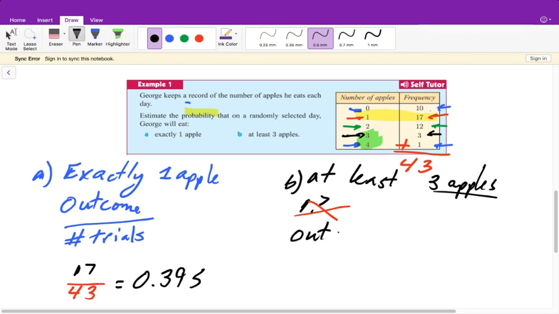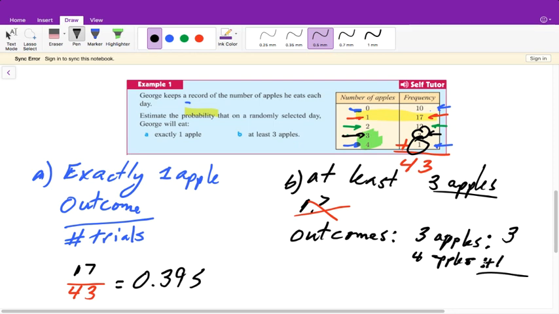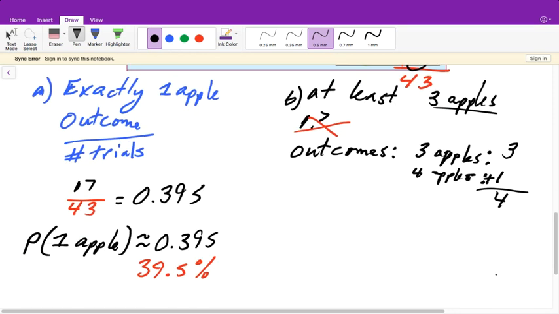So if we look at the outcomes that we have, we're looking at 2 cases, when he ate 3 apples and when he ate 4 apples. So how many times did he eat 3 apples? Well, 3 different days he ate 3 apples. How many times did he eat 4 apples? 1 day. So that means the total number of outcomes that we're looking at here is 4.